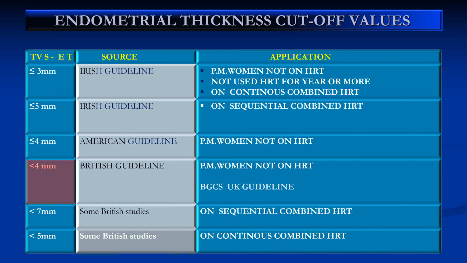What about the British guideline? The British guideline recommends that if endometrial thickness is 4 mm or more in postmenopausal women not on HRT, start investigation. This is the cutoff value. If endometrial thickness is less than 4 mm, according to the British guideline, the risk of malignancy is less than 1%. What is the difference between the British and the American guideline?